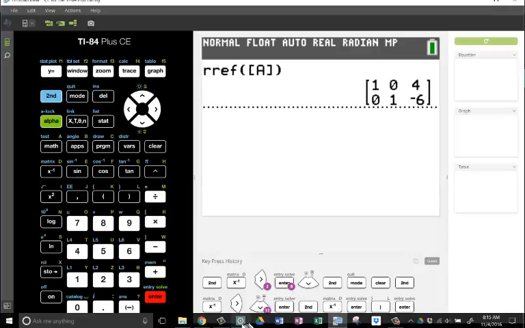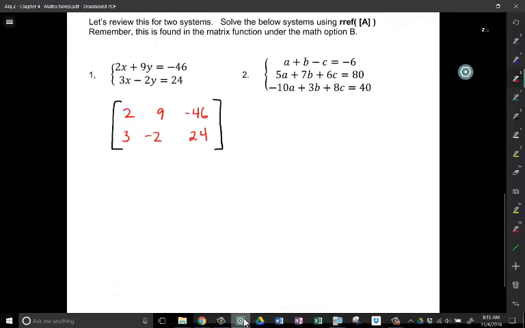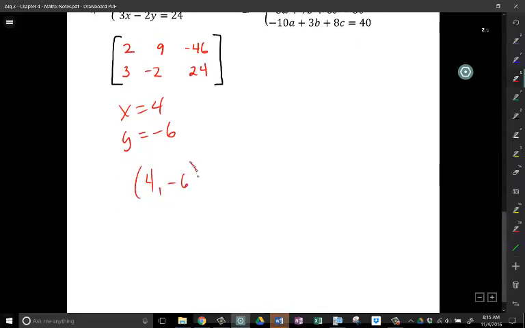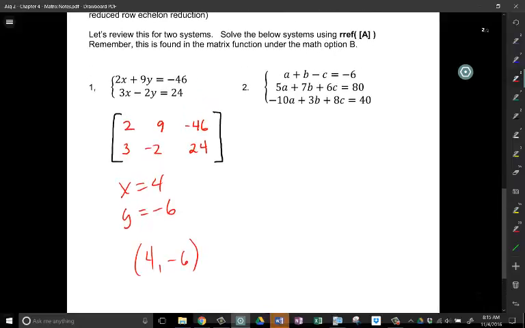So we go back to our draw board. And what is my answer? X equals 4. Y equals negative 6. Or you can write it as 4, negative 6. It is a point, right? It's where these two lines cross. In order to do a matrix, what form must your equations be in? Standard form, right? X's and Y's on one side, the constant on the other side. It can't be y equals mx plus b here. It has to be in this form.